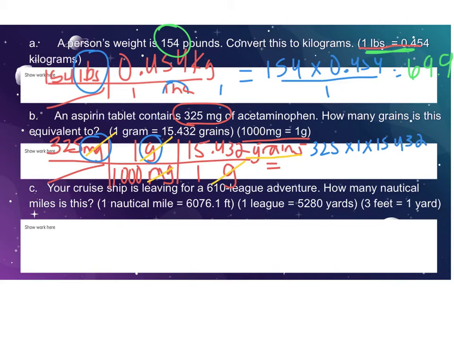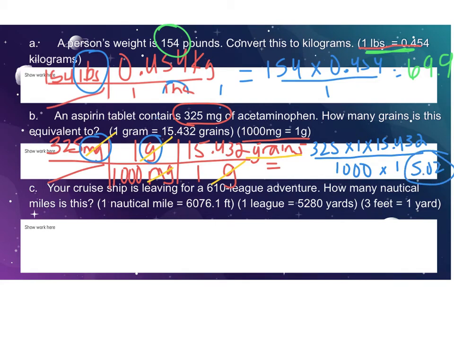Now math-wise, what this looks like in a calculator is 325 times 1 times the 15.432 number. Man, my pen just doesn't like decimals. Okay, all over the bottom, which is 1,000 times 1. So that's what you plug into your calculator. 325 times 15.432, divide the whole thing by 1,000, I get 5.02. Okay. All right, so that's how you link them together.